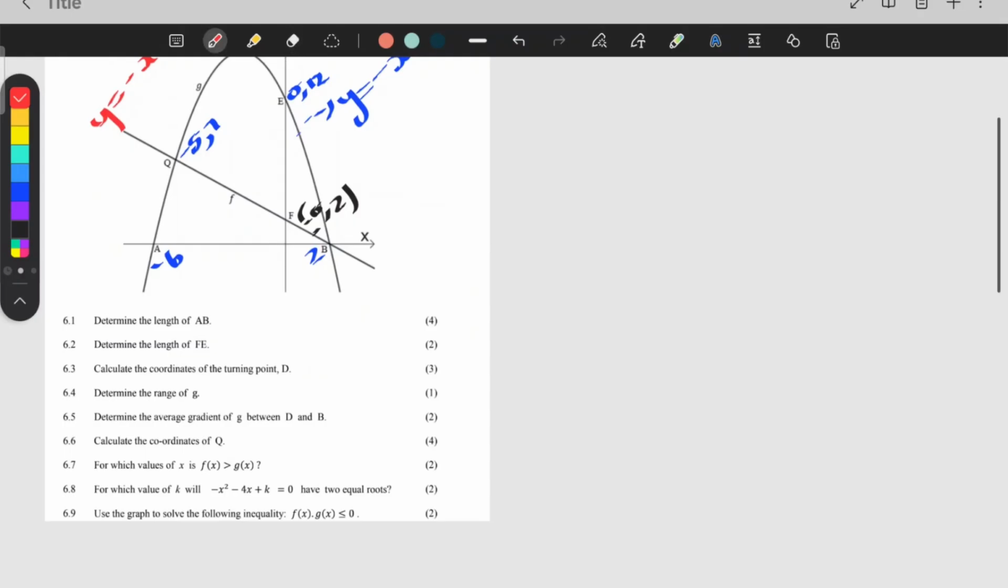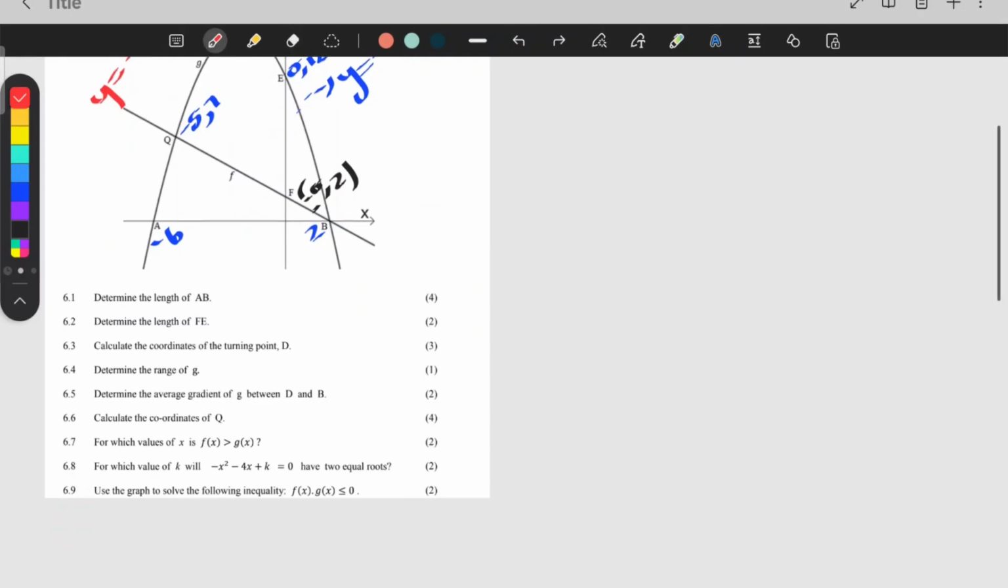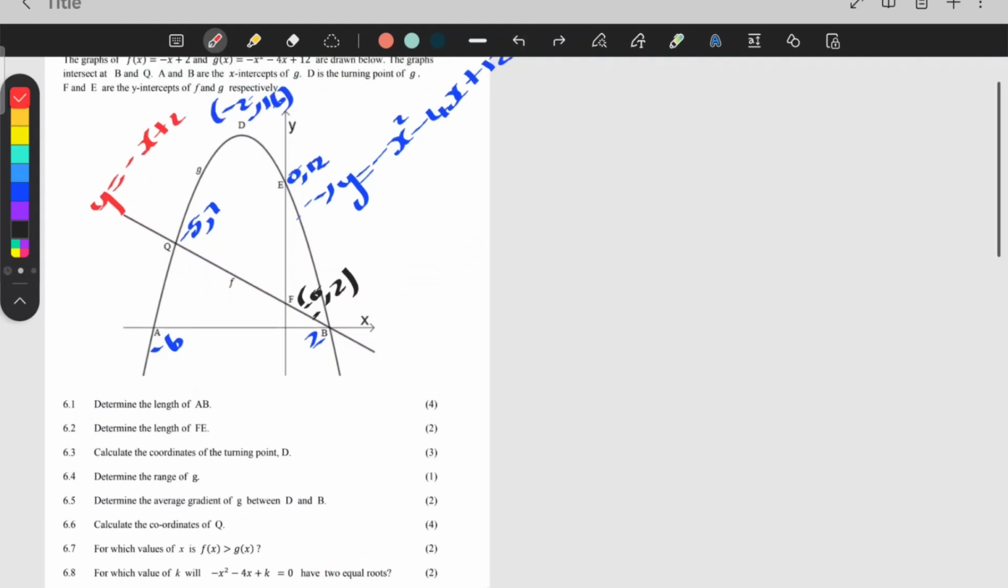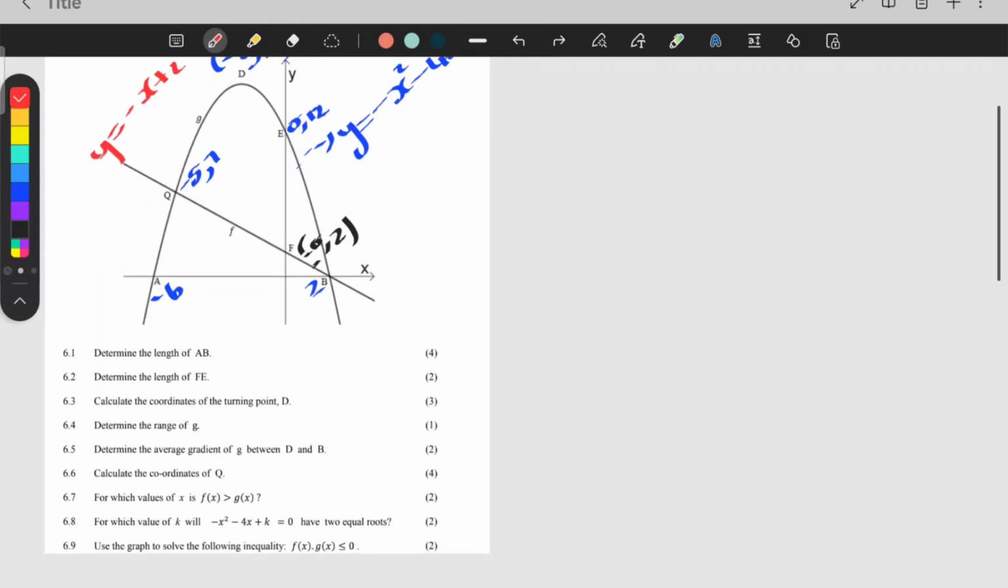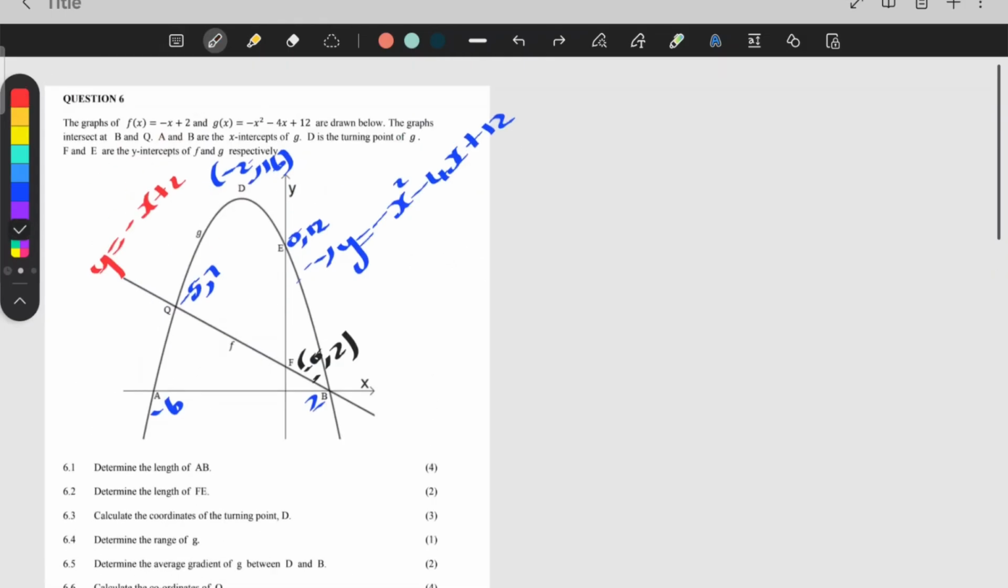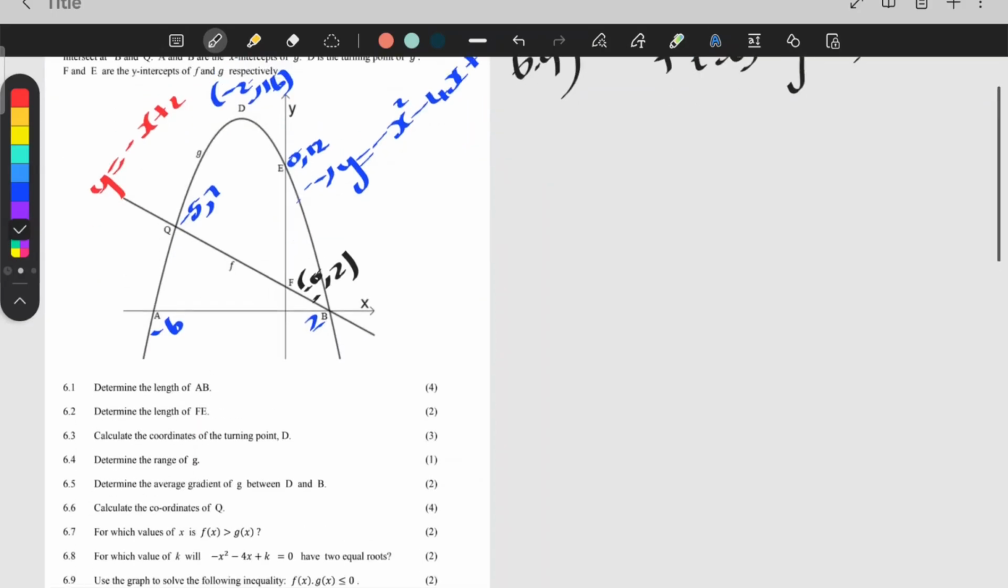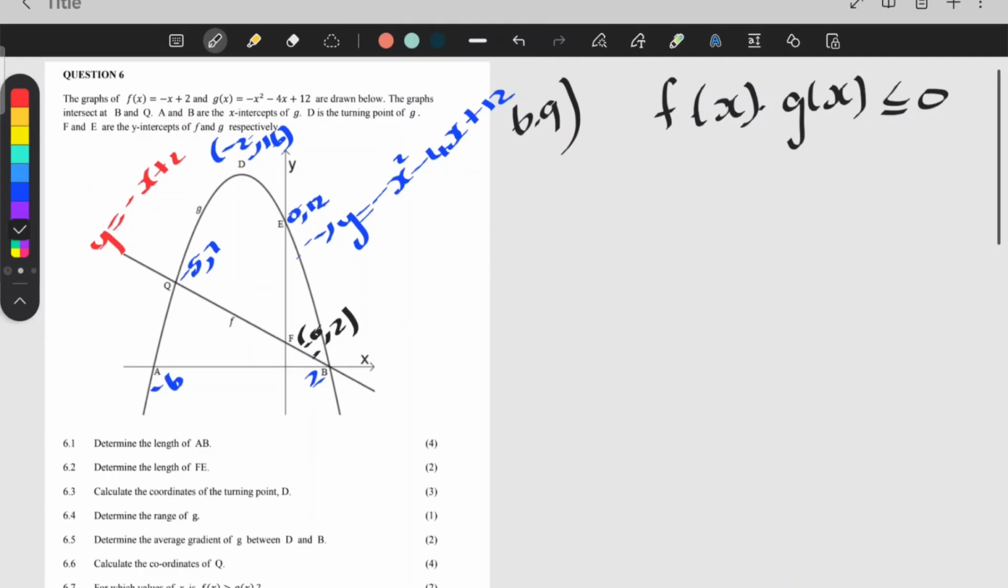Okay, our last question here in question 6 is 6.9. 6.9 says, use the graph to solve the following inequality. Where is f of x times g of x less than or equal to 0? So this is 6.9. Where is f of x times g of x less than or equal to 0?